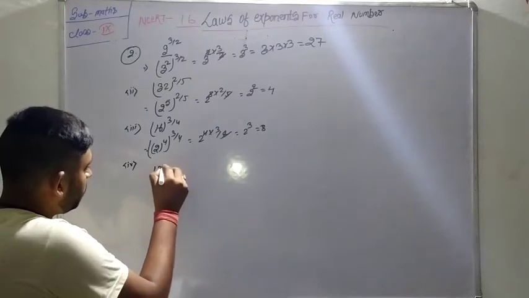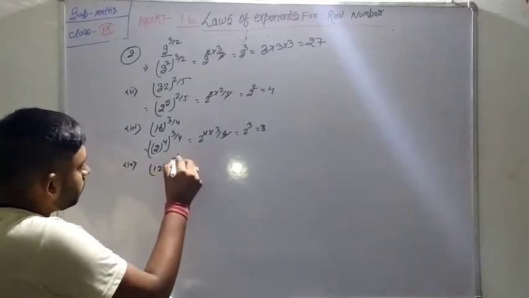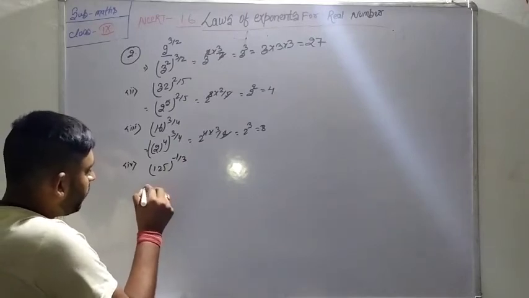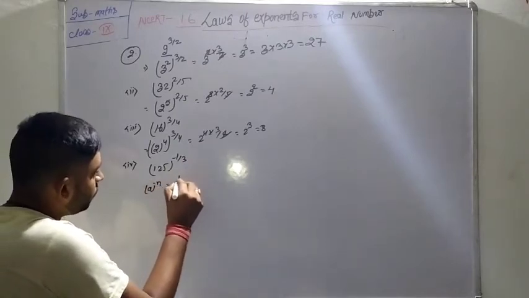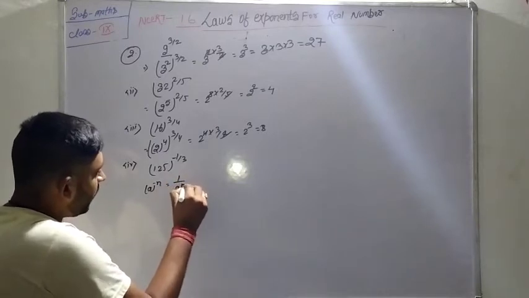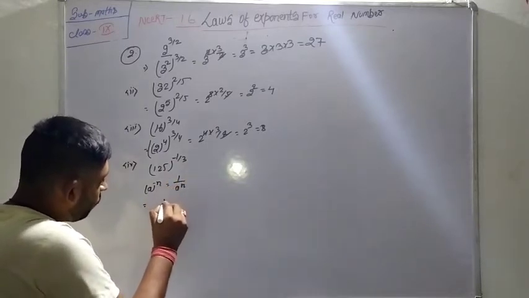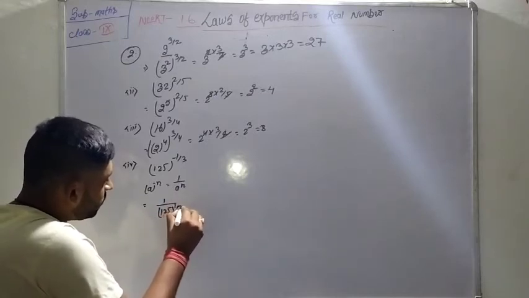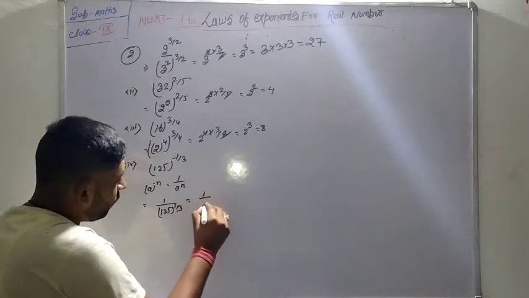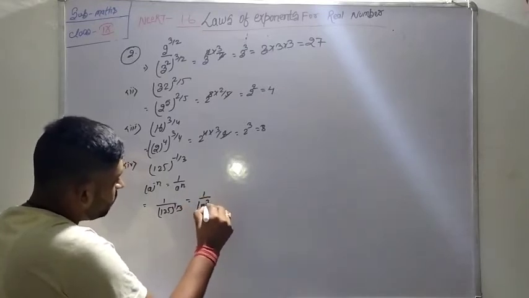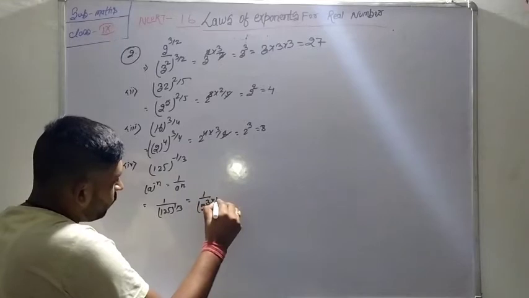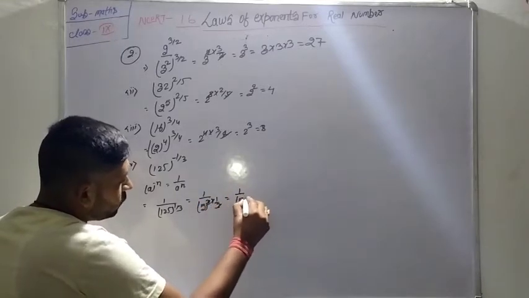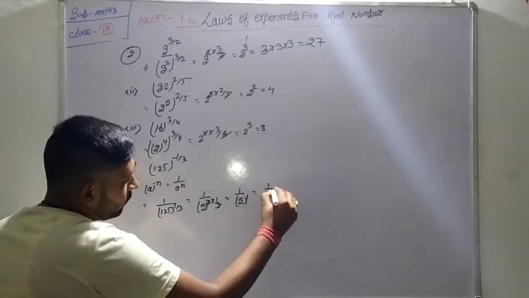125 raised to the power minus 1 upon 3. Now we know that a raised to the power minus n is equal to 1 upon a to the power n, which is equal to 1 upon 125 raised to the power 1 upon 3, which is equal to 1 upon 5 raised to the power 3 multiplied by 1 upon 3. Now the answer is equal to 1 upon 5 raised to the power 1, which is equal to 1 by 5.